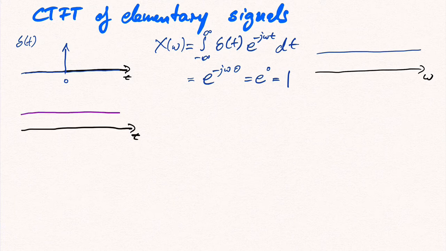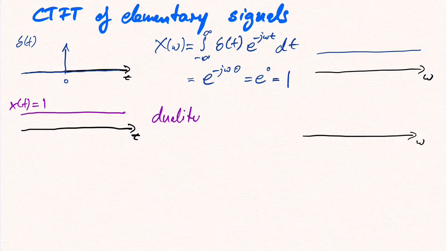If, however, we have a constant in the time domain, this is x of t equals 1, for instance, then by duality we know that X of omega is 2 pi times the Dirac delta as a function of omega, which is 0 for all frequencies omega up until 0, then infinity for omega equals 0, and 0 again for all positive frequencies.